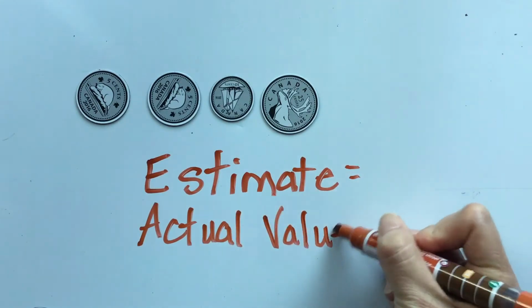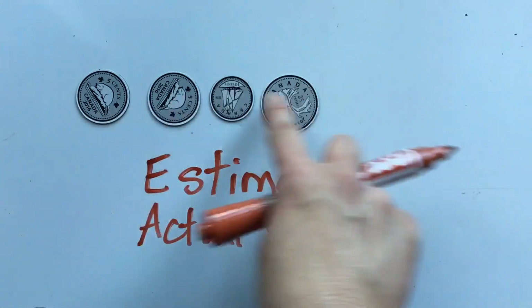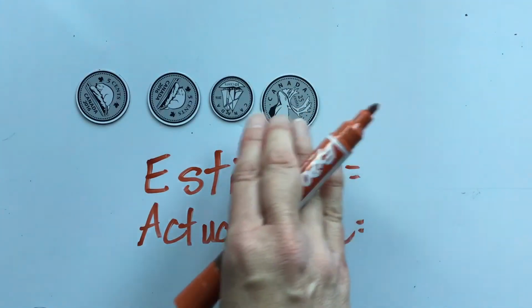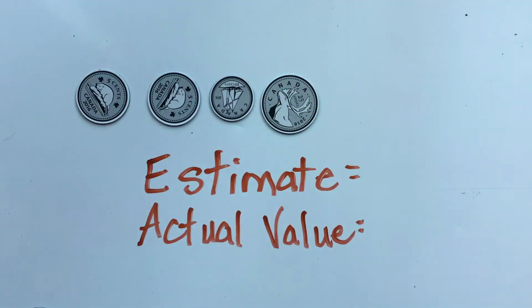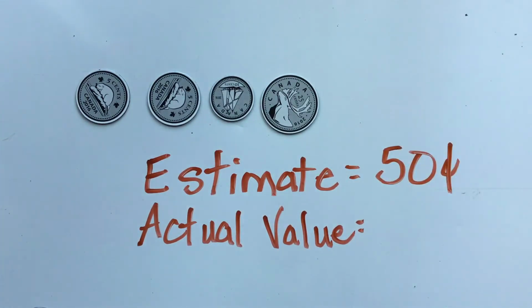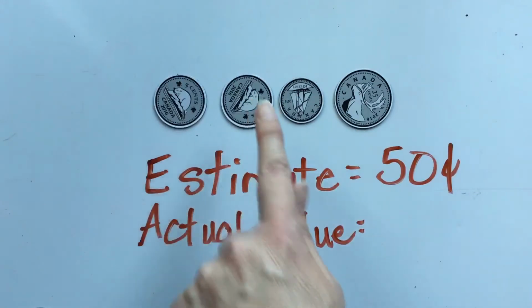Now, when you make an estimate, you are making a best guess on what you think is the value of these coins up here. I'm seeing I have about 4 coins. I'm looking at, I've got a quarter in there. My estimate is going to be that I have about 50 cents. That's going to be my estimate. Okay, I haven't added it up yet. I have simply looked at it to see, oh, my best guess is I have about 50 cents.